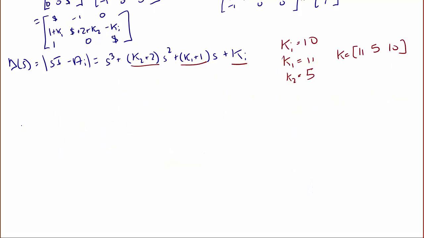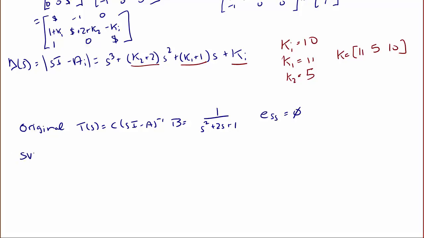So now to compare our transfer functions. For the original system, we have T of s equal to C times (sI minus A) inverse times B, which is 1 over s squared plus 2s plus 1, which had a steady state error of 0. Then for the state variable feedback system, which we didn't design here, but I'll give you the answer, T of s is equal to C times (sI minus A tilde) inverse times B, which is 1 over s squared plus 2s plus 2. And we get that the steady state error is 1/2.